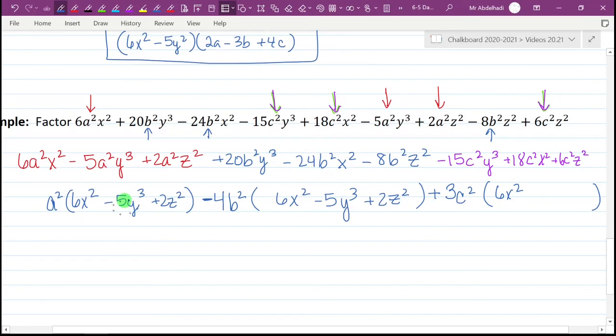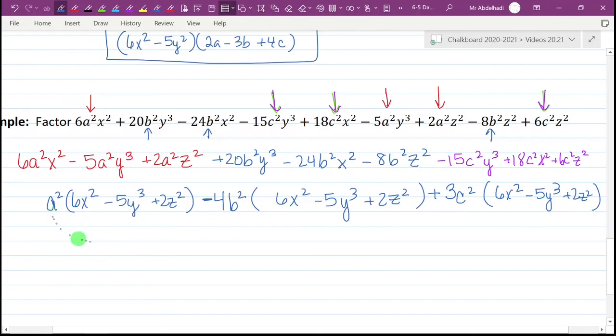Anyway, so I did the x term first. Then we want to do the y term, just keeping the same pattern here. So we'll do the y term now, which is you're going to pull 3c squared out of here, you're going to get negative 5y cubed. And you're going to pull 3c squared out of this, which will give you 2z squared. And you see all 3 parentheses are exactly the same. That means we did this right.